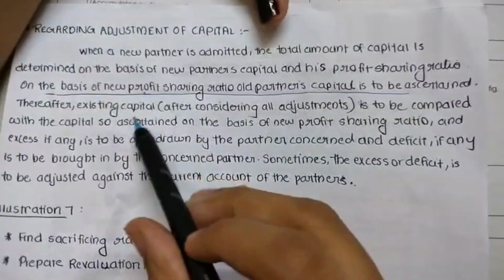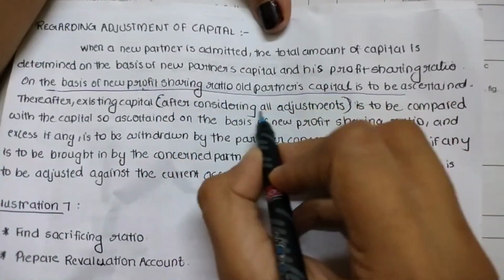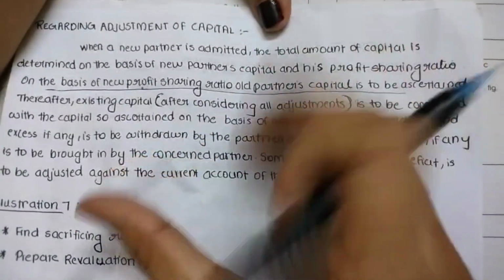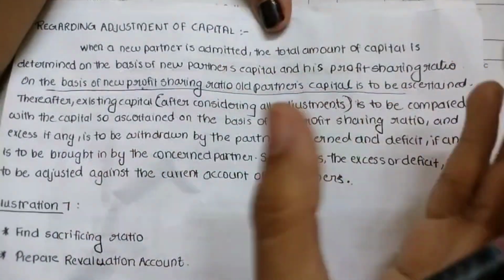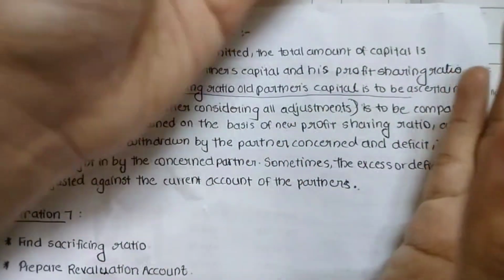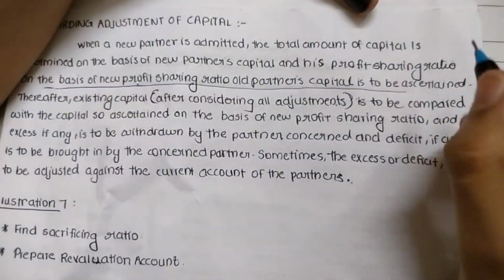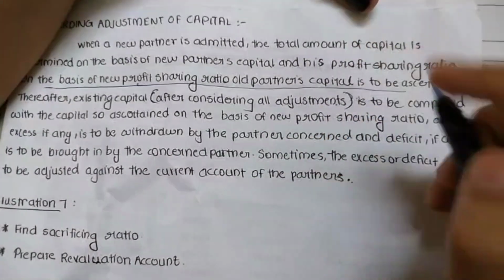Thereafter, the existing capital. See here, inside the bracket I have said something: after considering all adjustments. That is, at first we have to prepare our capital account, where we write all adjustments except for one or two adjustments which we can only write after finding the capital account. You will understand what I am saying when the question comes, so no worries if you are not able to understand me now.